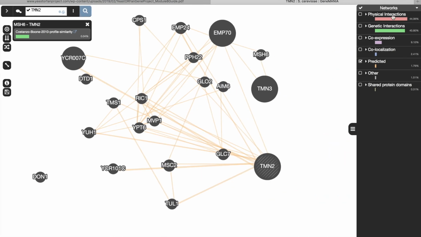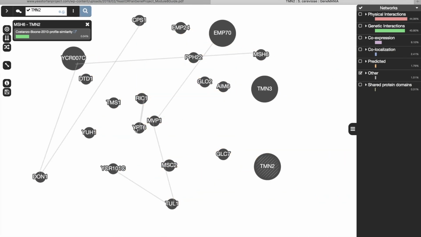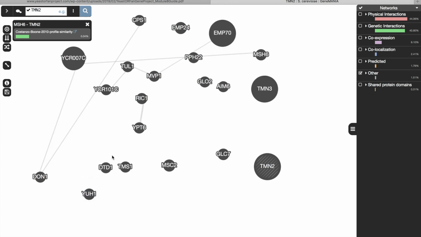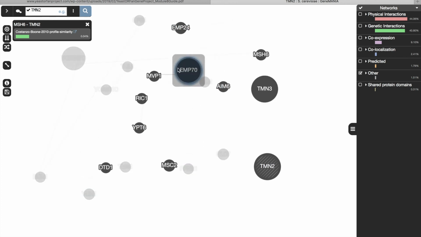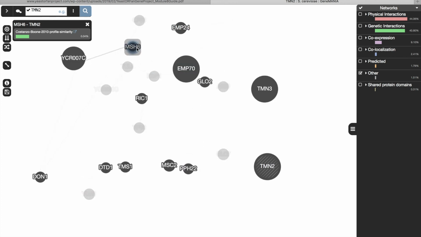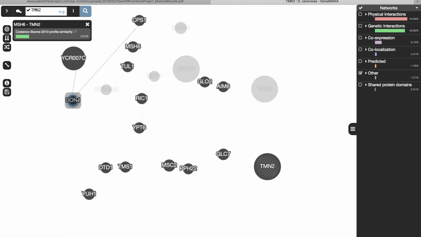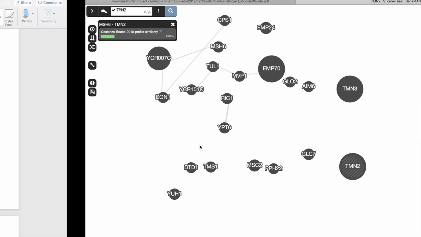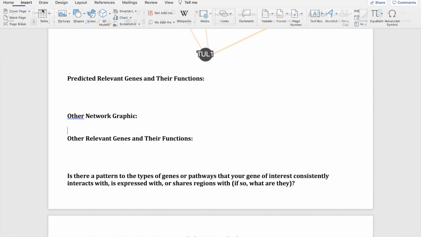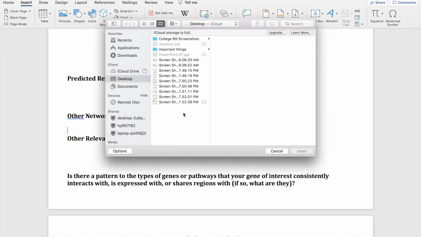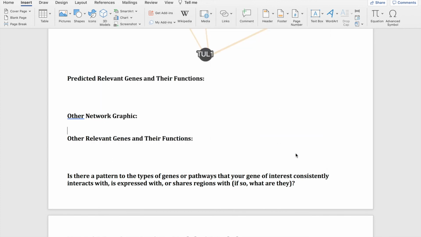Well, now onto the other network graphic. So these are networks that do not fit into any of the above categories. Examples include phenotype correlations from Ensembl, disease information from OMIM, and chemical genomics data. And again, you want to make sure that you're copying the function information, clicking on whatever genes appear in that map, writing down what those genes are and their functions.